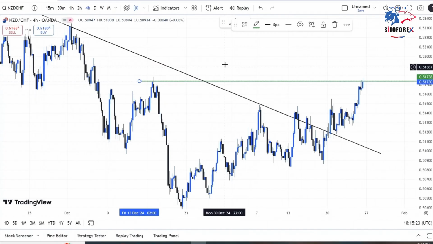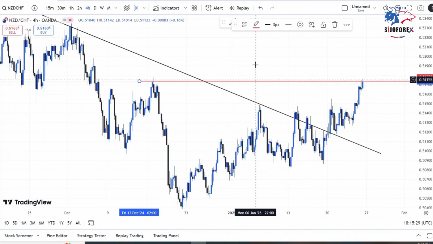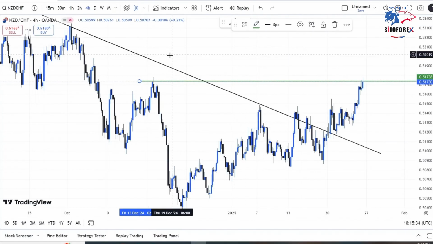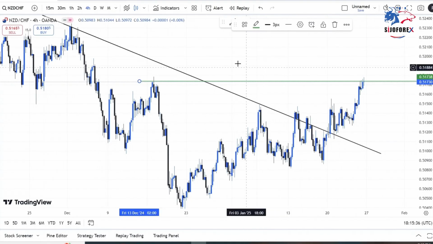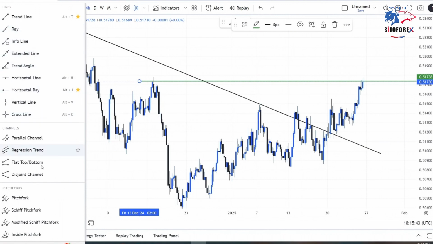You can also click it and change the color the way you want it, whether red, or anyhow you want it. For me, this color was perfect. So the next instrument I'm going to show you now, and you can use all these instruments, I'm just showing you the ones that I use.